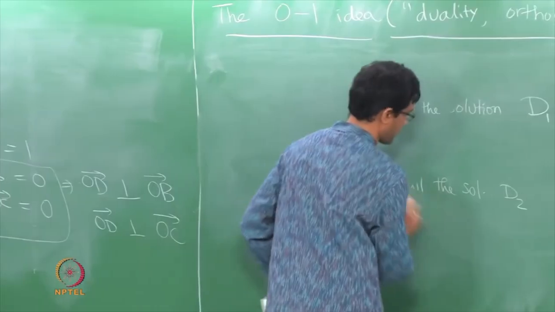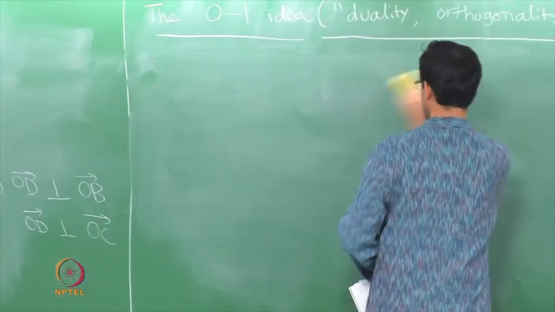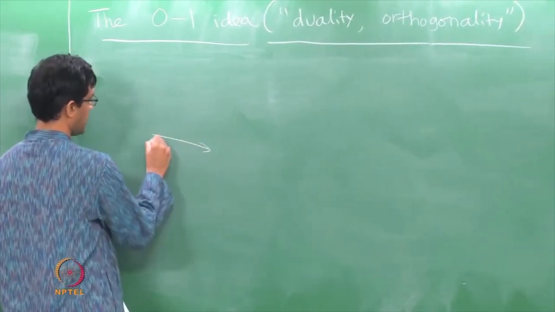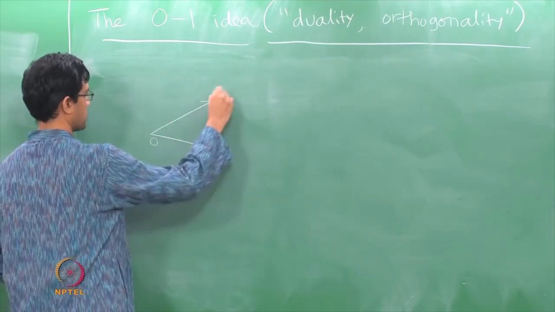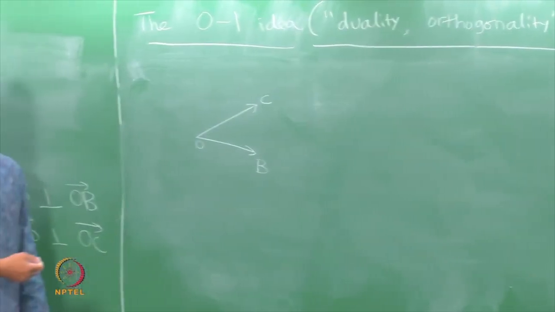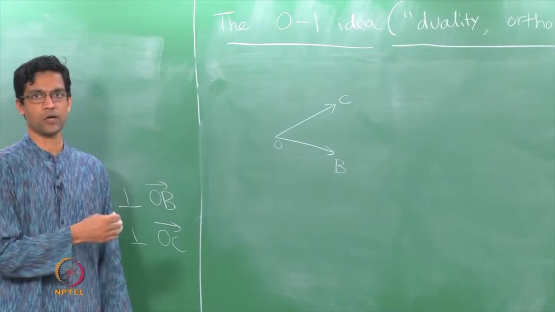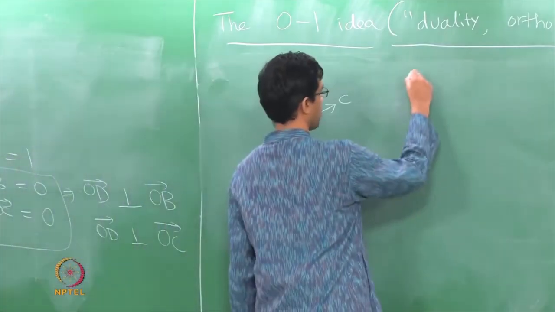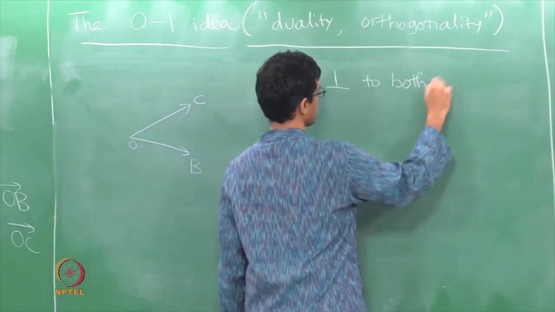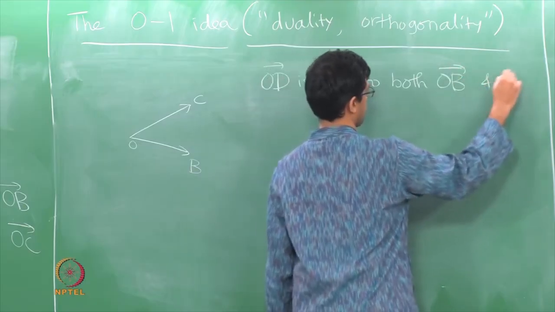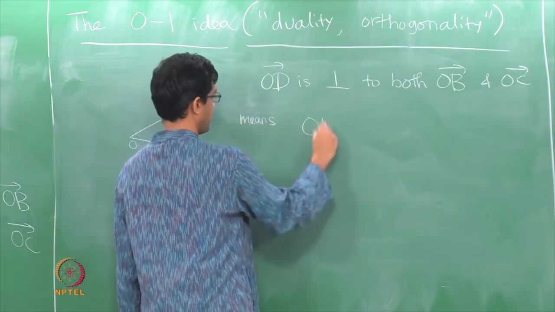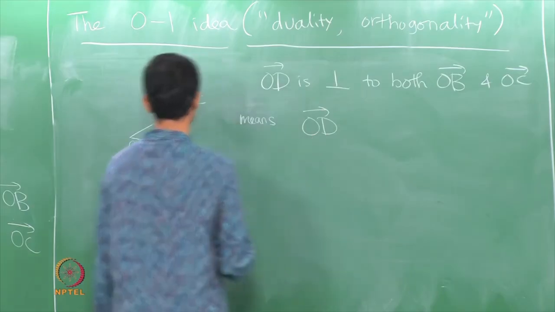And so this vector OD that we are looking for is a vector which is perpendicular to both OB and OC. If I have two vectors, let's say OB and OC, and I'm looking for a vector which is perpendicular to both of them, then the easiest way to get it is by what's called the cross product of these vectors. So observe, OD is perpendicular to both OB and OC means OD in fact lies along the cross product of these vectors.